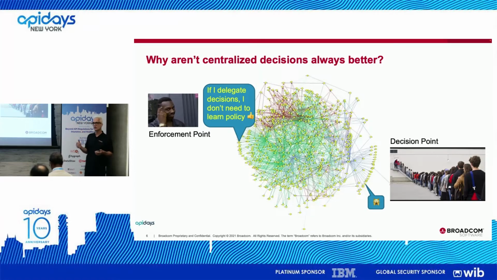So why aren't centralized decisions always better? Isn't it always better if your runtime layer is leaner and if you don't have to distribute both the capability as well as the information that you need to run those rules? But the problem is that in some situations, that doesn't scale. And that's what we see at a lot of our customers. They actually can't do that.